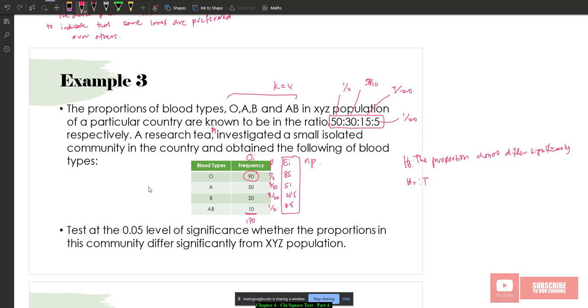And in the alternative hypothesis, the proportions differ significantly. So here the proportions have a small difference, but we don't really know whether the difference is significant or not significant.